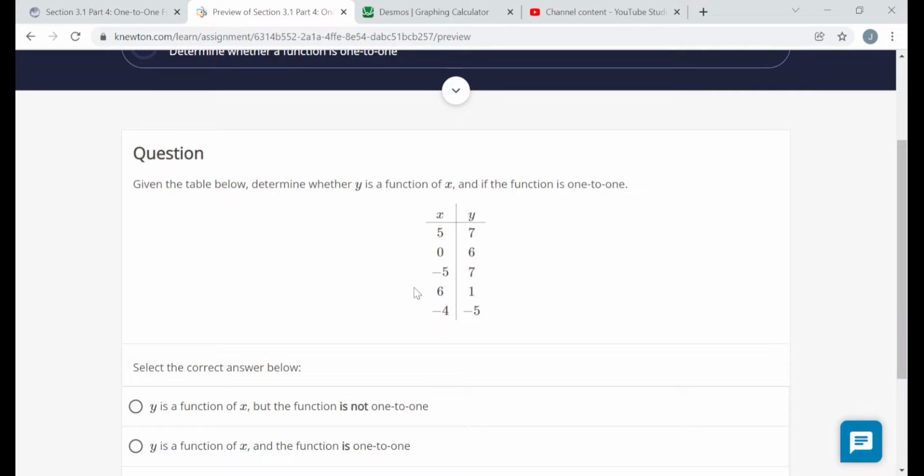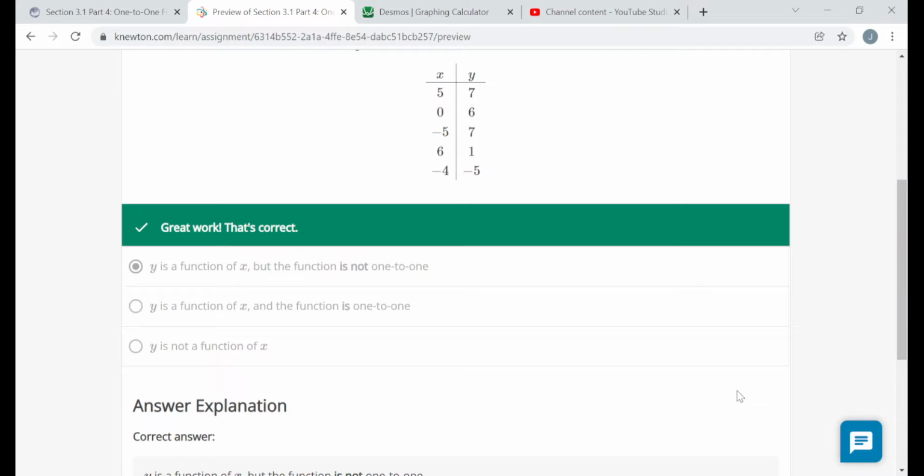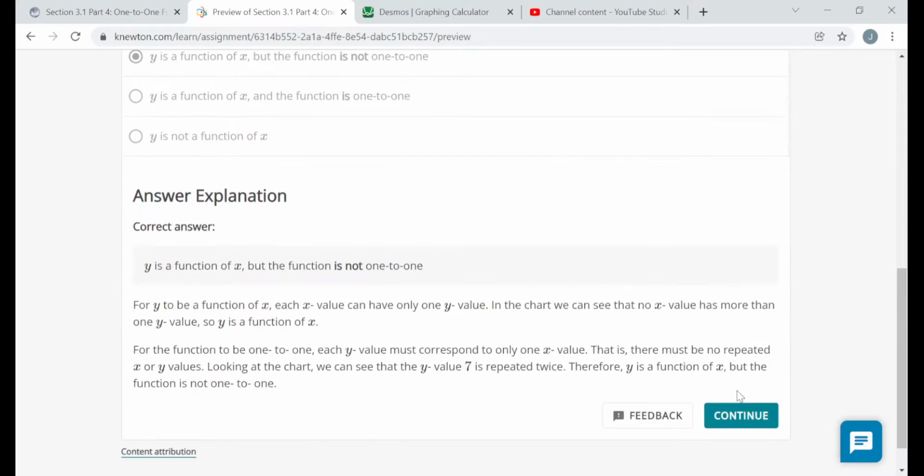So it's a function. Every input goes to an output, exactly one output. But it's not one-to-one, right? Not every output is mapped to by just one input, right? The output of 7 is mapped to by two different inputs. So yes, it is a function, but it's not one-to-one, this option here. And again, please read through the answer explanations.